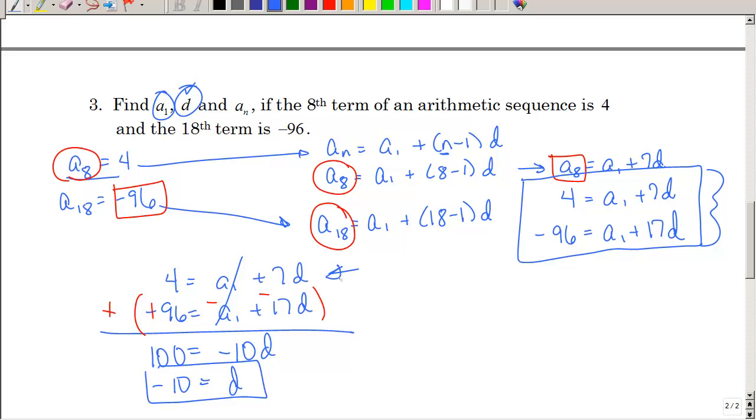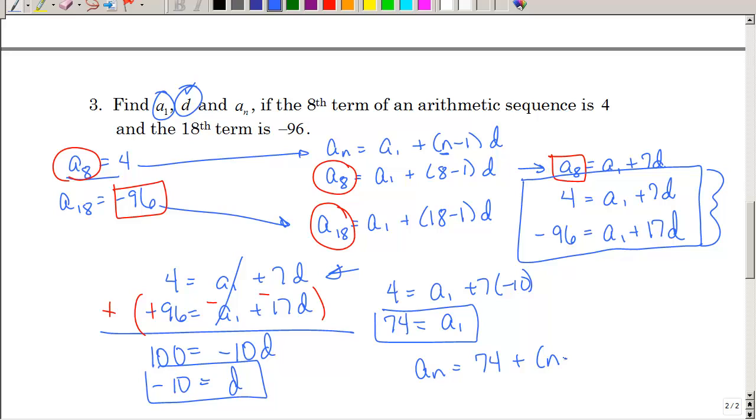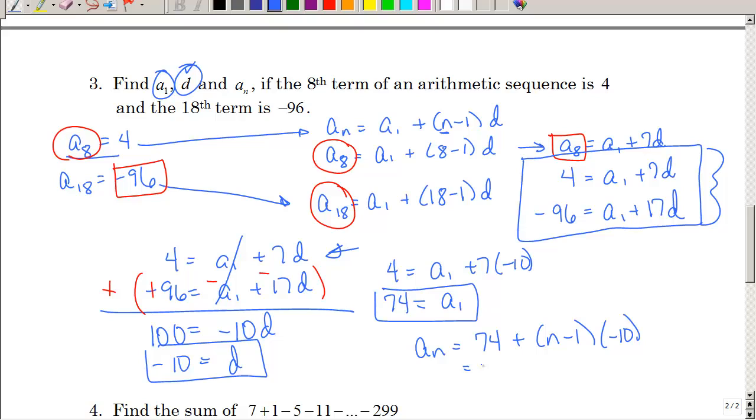Then I'm going to come back up here and substitute that in to solve for A, or A1. So that's negative 70, add it to both sides. So the first term is 74. So my nth term formula would be this. I could clean it up a little bit. That'd be 84 minus 10n. And then you could check it out.